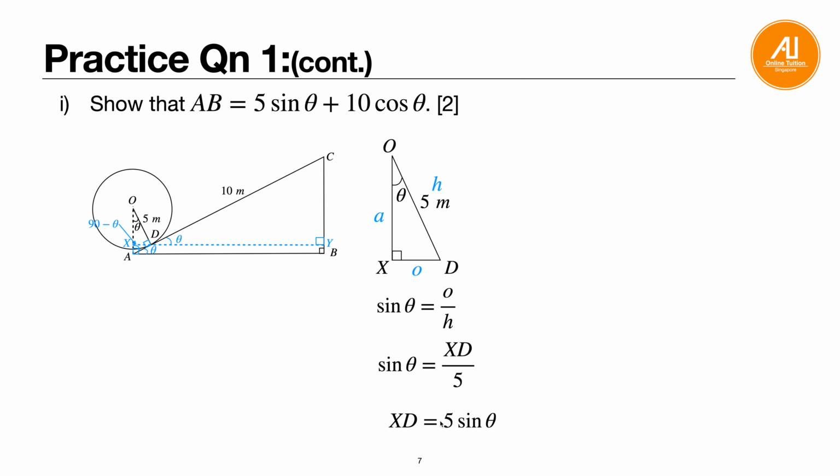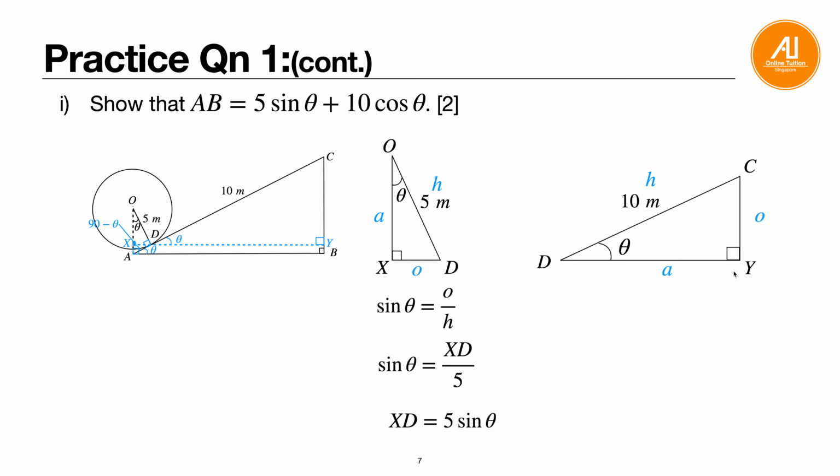Okay, 5 sine theta, because you are supposed to find xd. Then next we will be doing similar stuff, but for the bigger triangle. So this is the bigger triangle. Same thing, we'll apply OAH inside: O, A, and H.